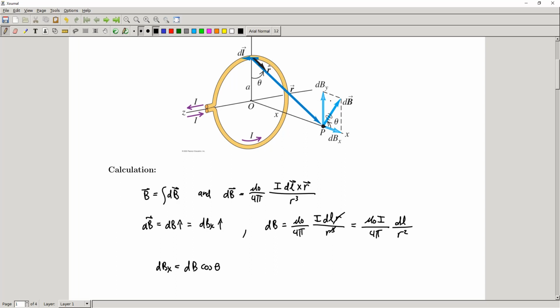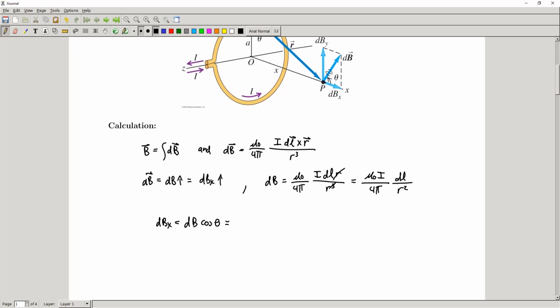Okay. So since that's the case, we can just copy down what we have here for dB and add in this cos theta, but we don't really want to write it like cos theta. We're going to want to write it in terms of a and x. So we're going to end up with this expression from just above: 4 pi, then we have dl over x squared plus a squared, because we have our r squared.